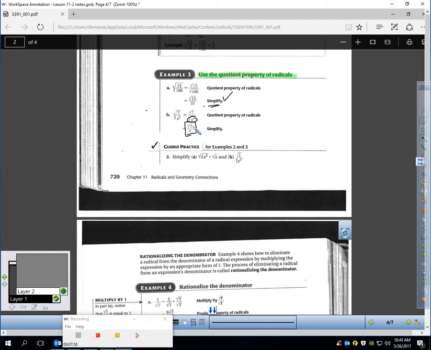I do not have any perfect squares under a radical. That was rule 1. I don't have a fraction inside of a radical anymore. That was rule 2. And I don't have any radicals in my denominator. That's rule 3. That's why this is simplified. Why don't you pause the video real quick and try these?